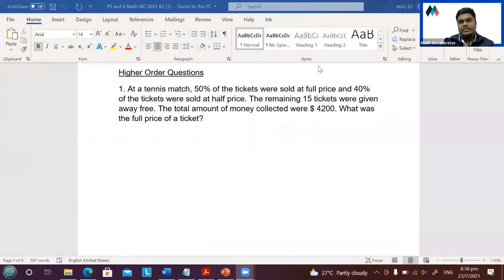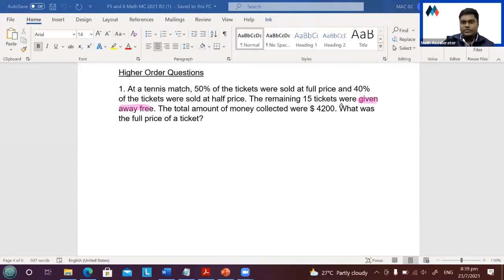So at a tennis match, 50% of the tickets were sold at full price, 40% of the tickets were sold at half price. The remaining 50 tickets were given away for free. Okay, so can you take your highlighter or just a pencil and ruler and underline this part, given away for free. Okay, so let's break down this question. So the total amount of money collected were $4,200.